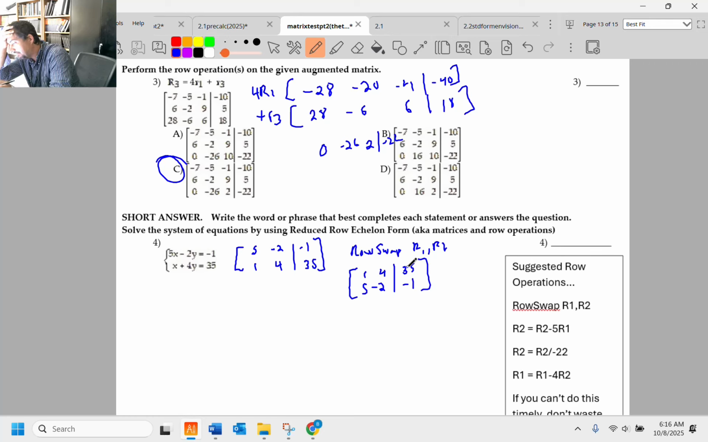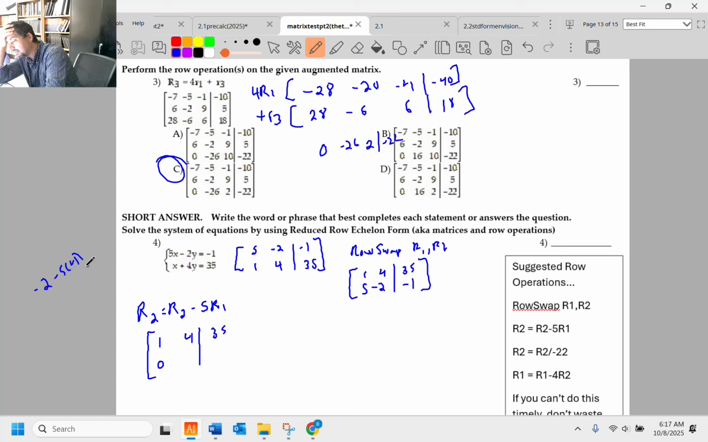Anyways, I've done my row swap. Row 2 is supposed to be row 2 minus 5 row 1s because 5 minus 5 is 0. Okay, so here's my next row operation. Row 2 is row 2 minus 5 row 1s. I am not changing row 1. But 5 take away 5 1s is nothing. -2 take away, this is -2 take away 5 4s.